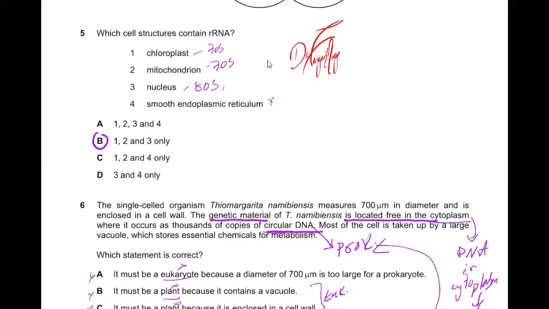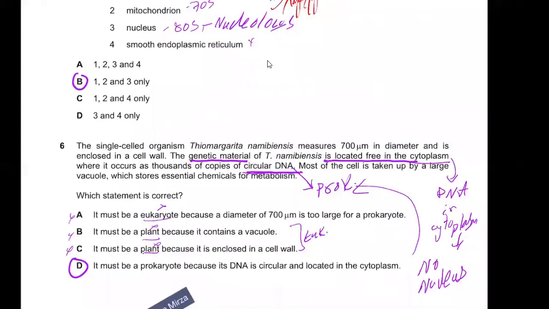which actually is producing your ribosomes. So you can just mention here that the nucleus will synthesize your ribosomes. So the nucleus will be having it. So 1, 2, 3 will be the answer.